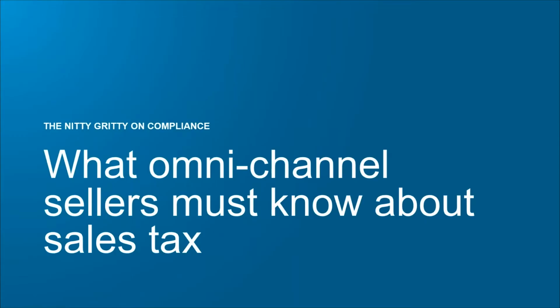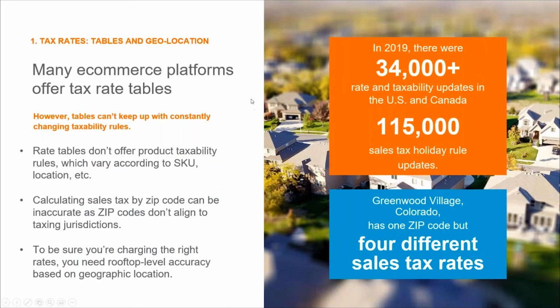All right, so here is the heart of the matter. What omni-channel sellers must know about sales tax? And the biggest challenge is there's so many ways to sell. There's different sales channels you need to worry about. But the first thing here is tax rates, identifying tax rates. In 2019, there were 34,000 plus rate and taxability updates in the US and Canada. And there were 115,000 sales tax holiday rule updates. It is almost an impossible task to keep up with all of these changes.